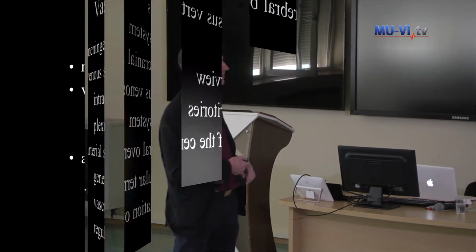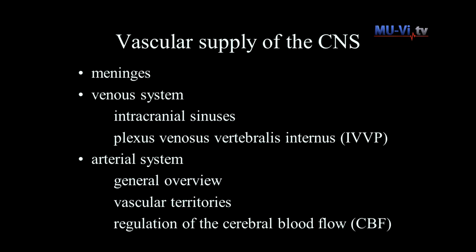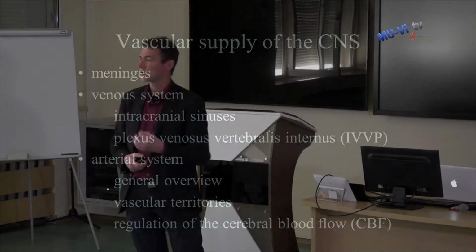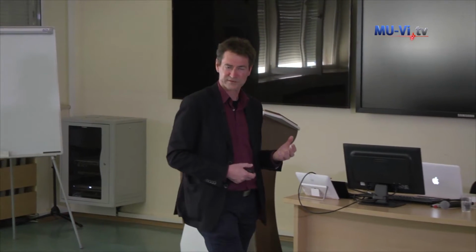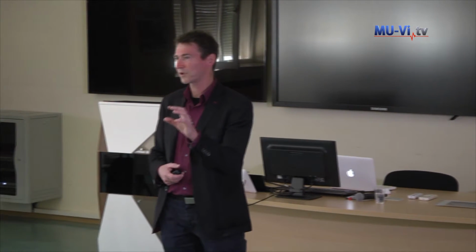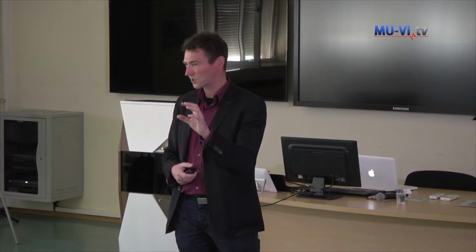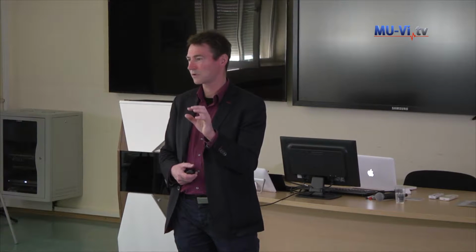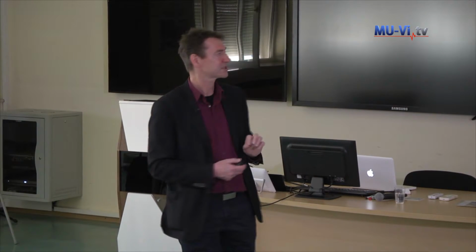Then we'll discuss the venous system. So we'll have a look at some of the intracranial venous sinuses, but you should also be aware that there's an enormous venous system surrounding the spinal cord. It's called plexus venosus vertebralis internus because it's long term. We prefer the English abbreviation, which is IVVP, internal venous vertebral plexus.